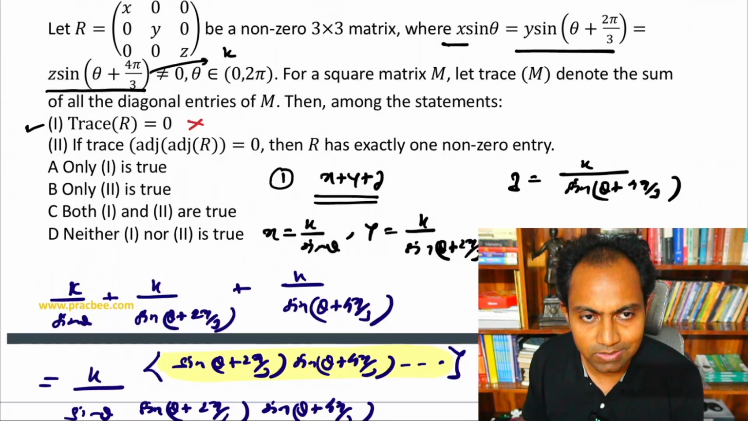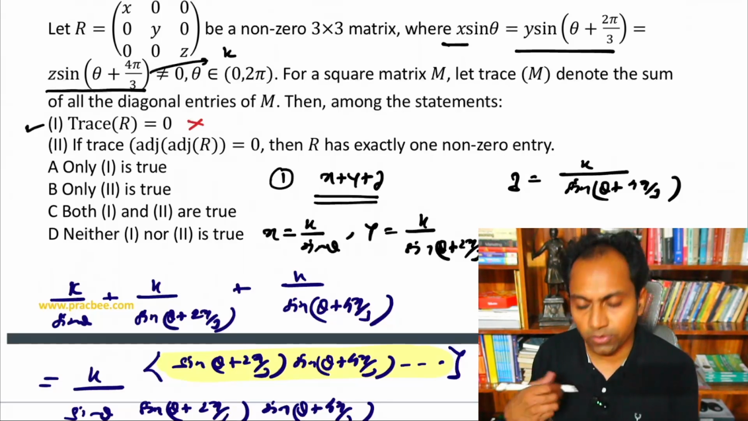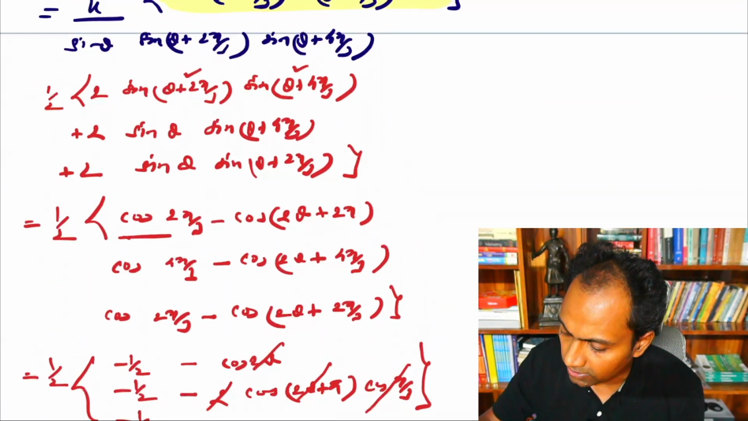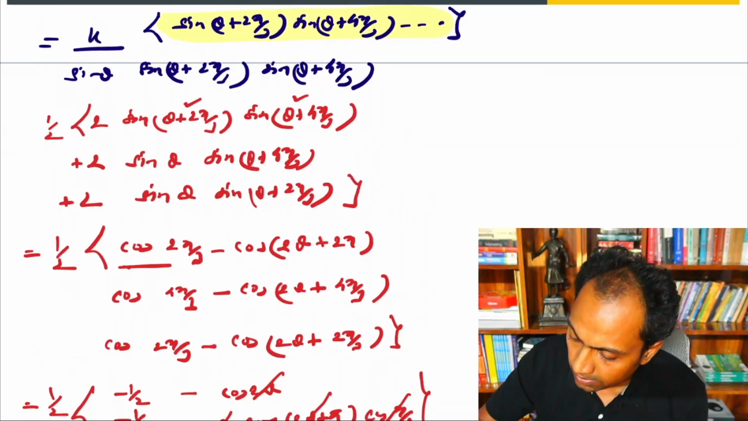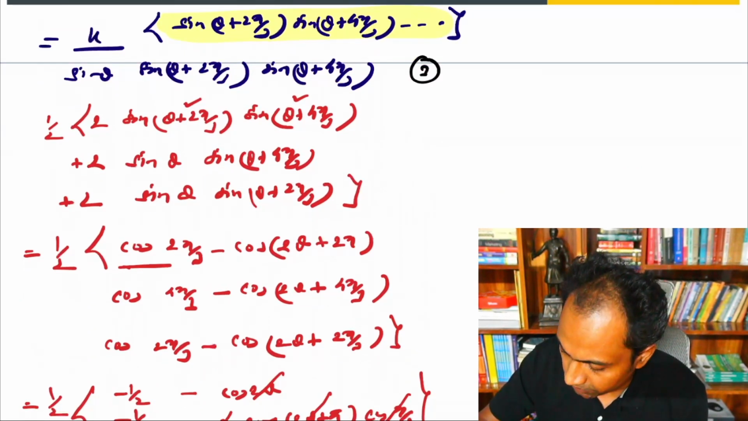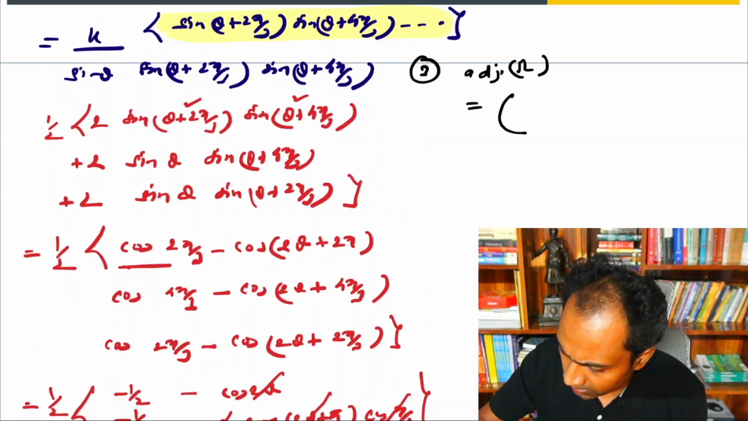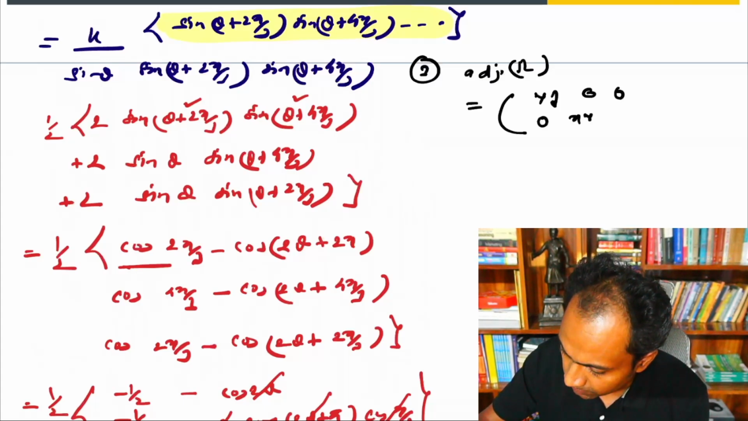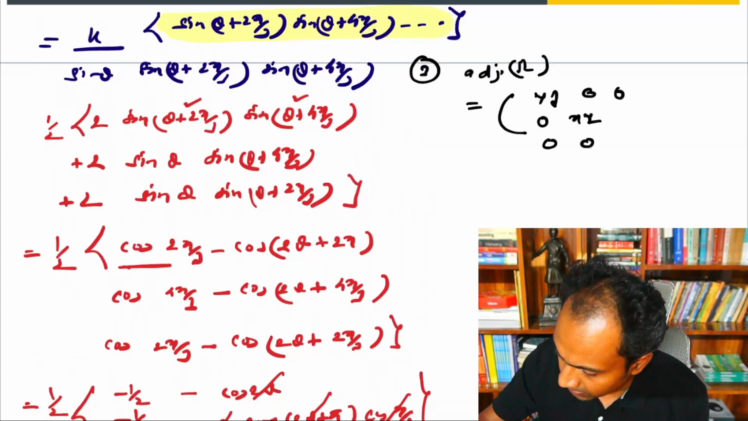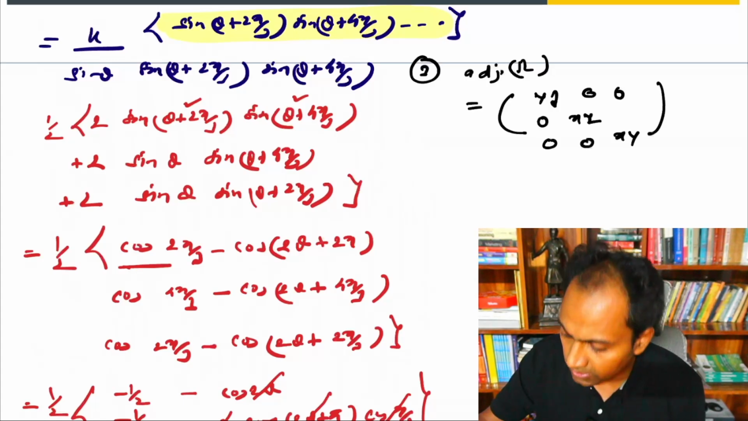So now based on this, we need to check statement 2. Now statement 2 talks about nothing but the trace of adjoint. Now let us find the value of adjoint of R that is given to us. See, if you find the adjoint for x, the first element, it will become yz 0 0, 0 comma xz, and then 0 0, this will become xy. This is what we are going to get.